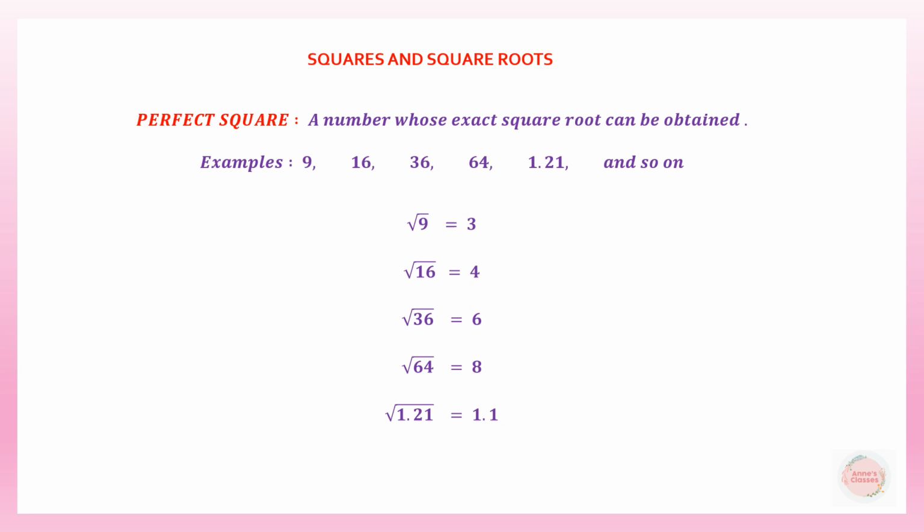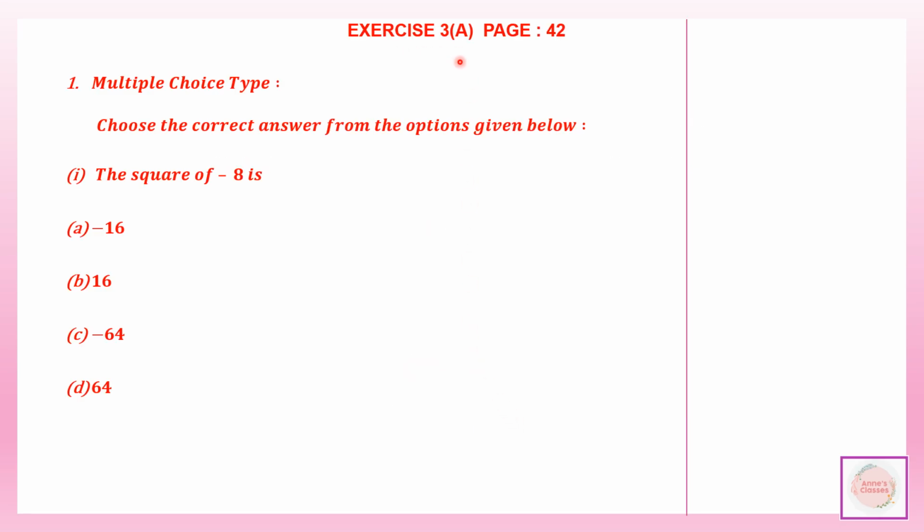Now we are beginning with exercise 3A, page number 42. We have the first question, which is a multiple choice type. Choose the correct answer from the options given below. The square of minus 8, and we have 4 options here.